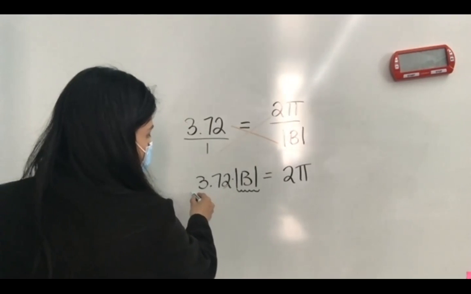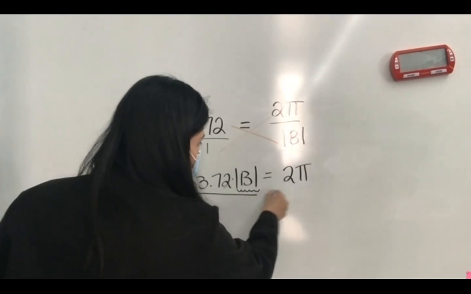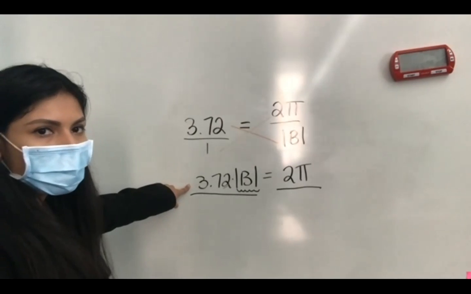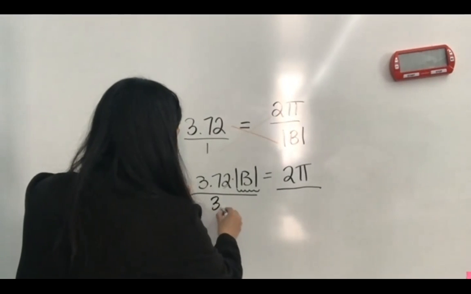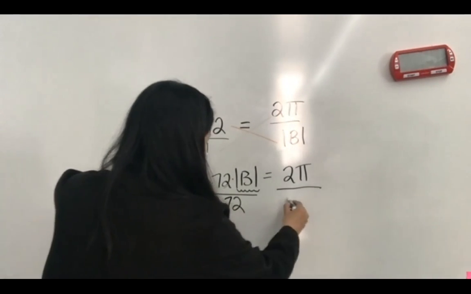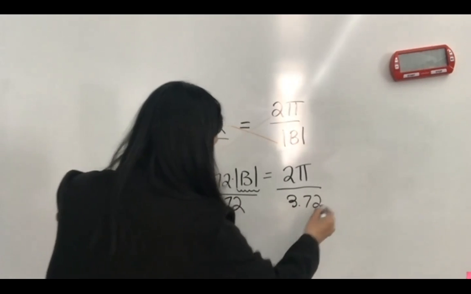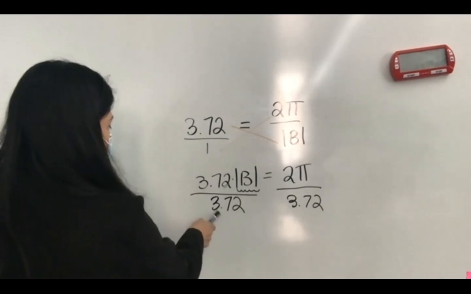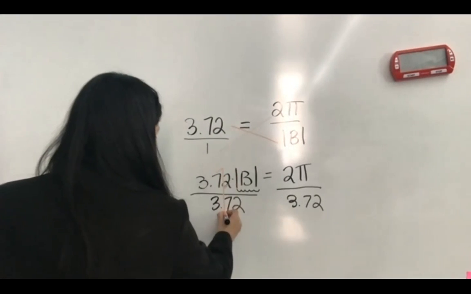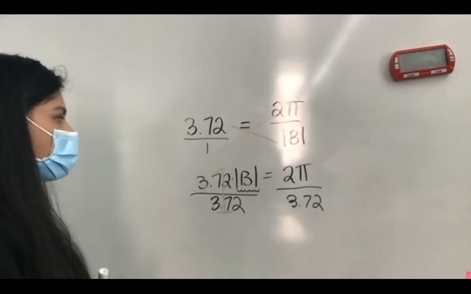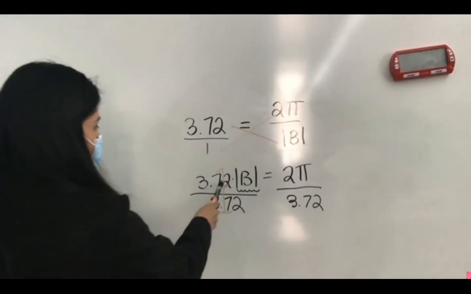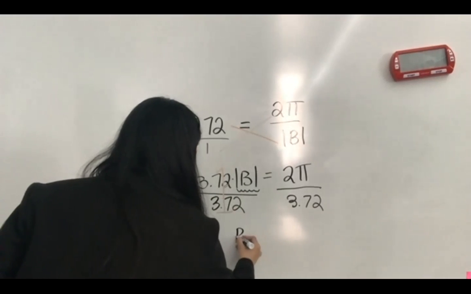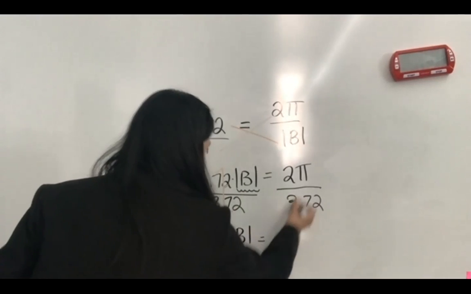So we're going to divide both sides by that number, the 3.72. And then you're going to see why this works. Dividing works because 3.72 divided by 3.72 is 1, and then 1 times B is just basically B. So basically your B is this.